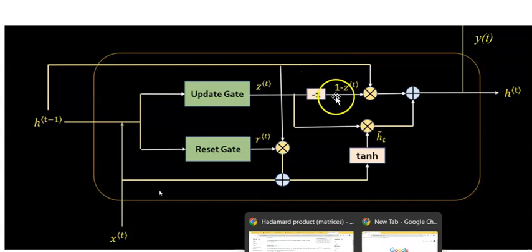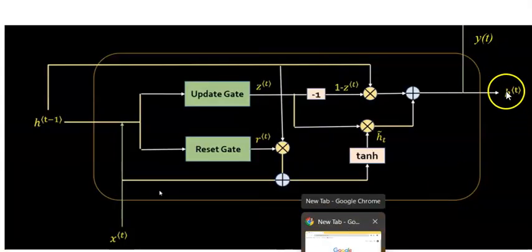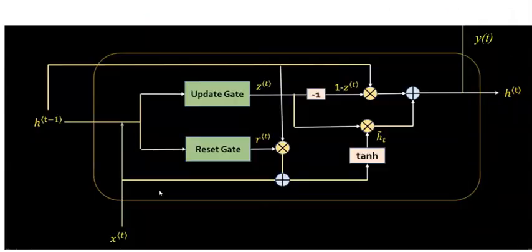Now we are having a minus 1. Minus 1 is for reset. Here we have 1 minus, which is nothing but an inverse multiplicative operation. Z of t comes here, and we have 1 minus z. Then we apply the tanh activation function and again go for the weighted sum. So we get h of t, and this output is y of t. If we want to output our h of t, then we can take it here as the intermediate result. Otherwise we can omit this y of t.